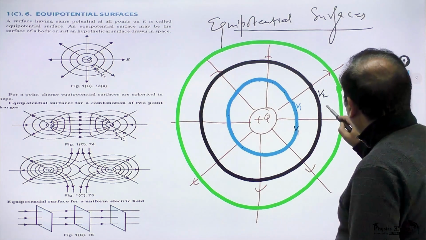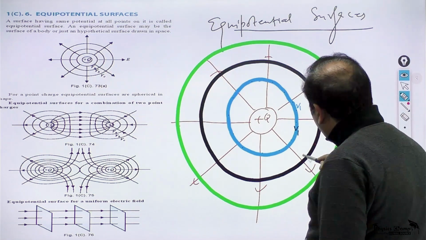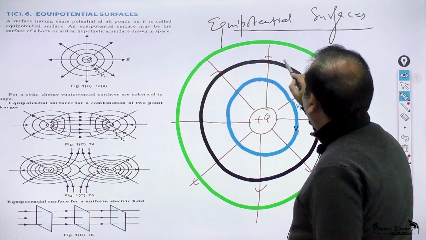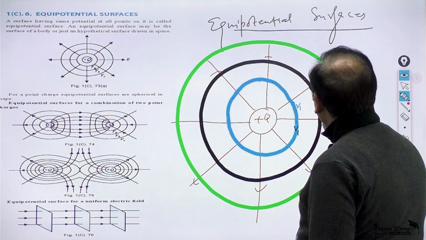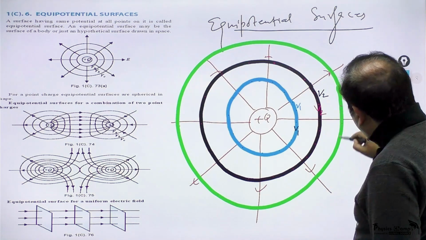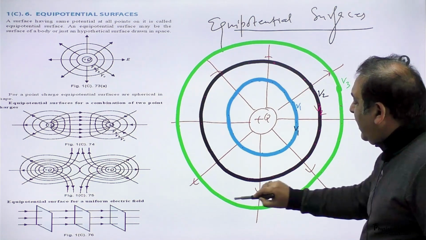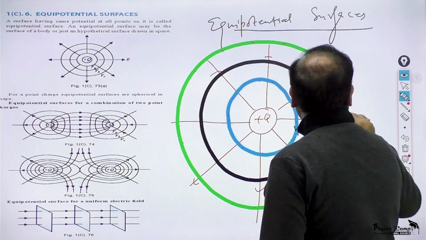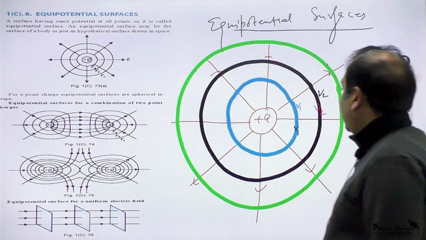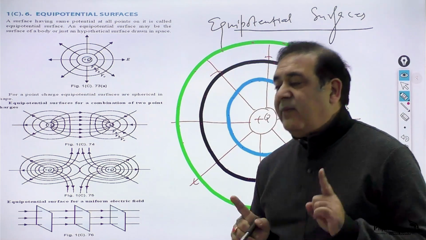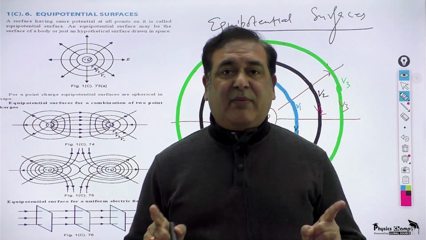Similarly, at this sphere, every point will have the same potential, and that will have a value, say V2. Similarly, at every point of this sphere, the potential will have the same value, say V3. So an equipotential surface is a surface at every point of which the potential is the same.